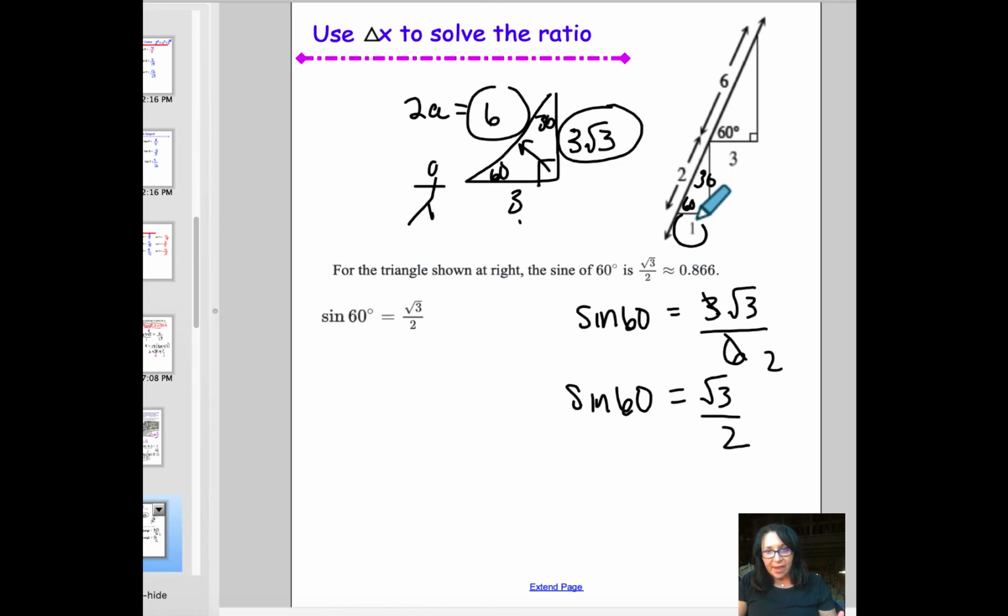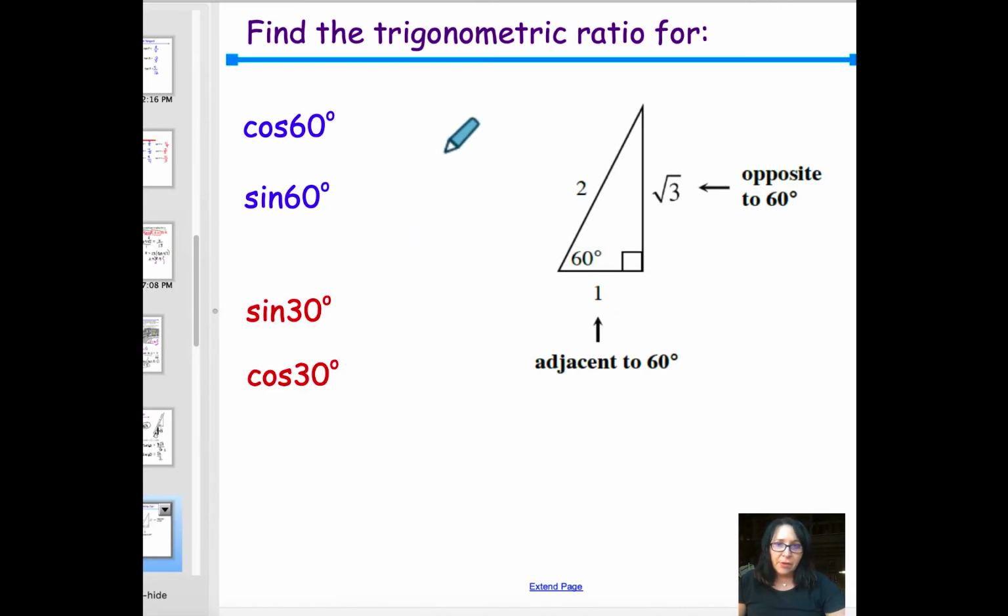Across from the 30 is a, across from the 90 is 2a, and across from the 60 is what we call a root 3. So that'll be a root 3. Okay, so in order to find the trig ratios, which is what I was just doing, here I am at 60, that means this is the 30 degree and this is the 90. So 30, 60, 90.